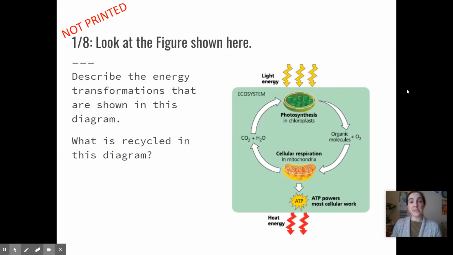So first, before we start, take a minute and look at the picture shown right here. This is an image from your textbook. Describe the energy transformations you see and talk about what's recycled here.